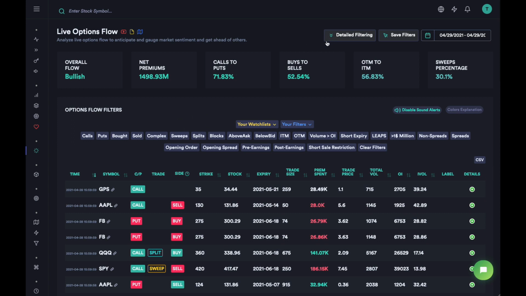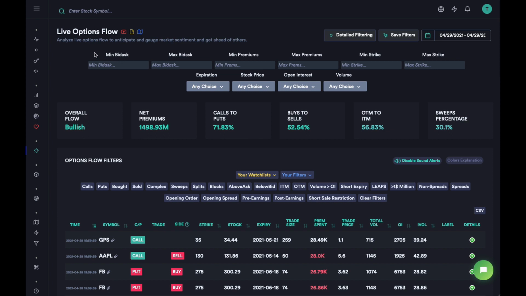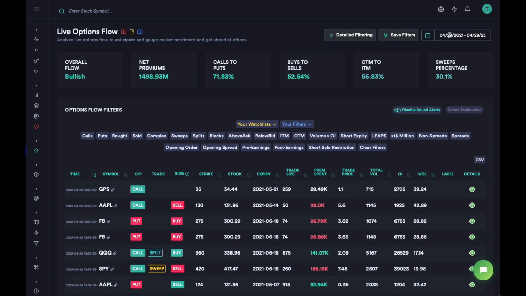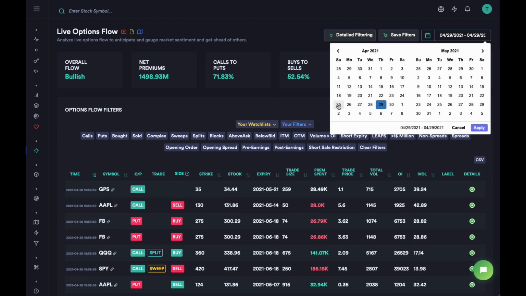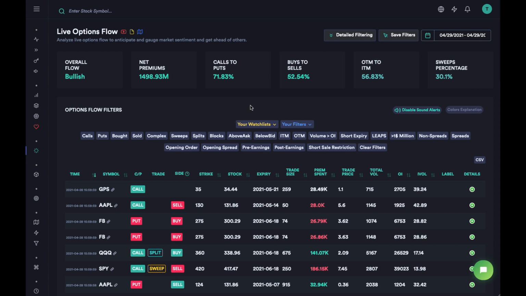So on the top we have the detailed filtering. If you want to filter the table based on bid ask, based on premiums, based on strike, based on expiration, or based on anything else, you can just click on these things and you'll be able to filter. Then you can also look at the historical data if you want. So just select the date ranges and you'll be able to load up historical data.